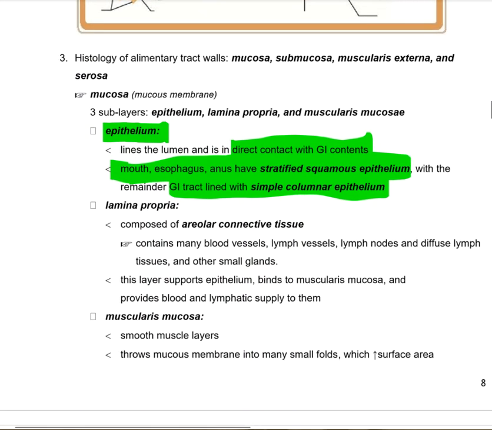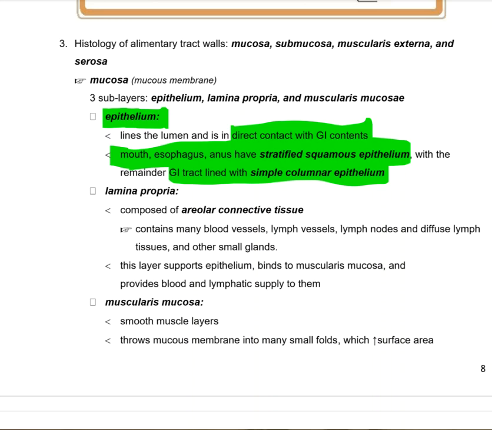Okay, and so the lamina propria is areolar connective tissue. And if you remember areolar connective tissue, it has all the different connective tissue types. It kind of supports and binds things together. And it's very vascular.